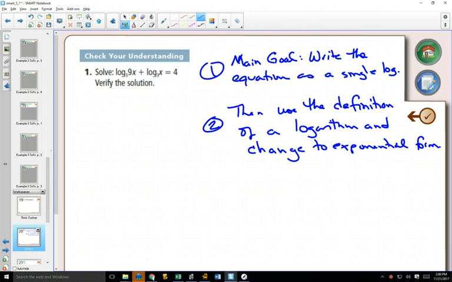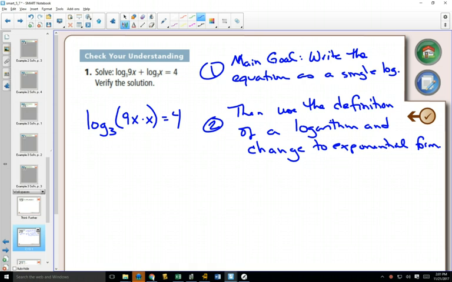Well, in this equation, we've got two logs, log 3 of 9x plus log 3 of x equals 4. Do you have a log law that could put those together as a single log? Yes. Adding two logs with the same base is the same as multiplying inside. So I could write this as log 3 of 9x squared equals 4. At this point, we've completed our main goal. We wrote it as a single logarithm. We now can take this single logarithm and change it to exponential form.